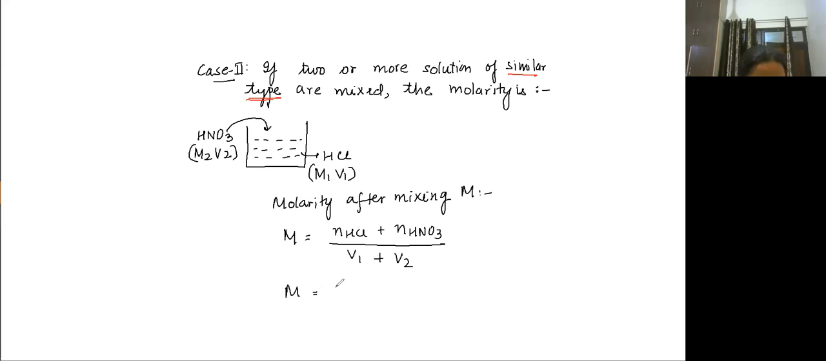Okay. And how will you find out moles of HCl? Molarity into volume will give moles of HCl, because moles are not mentioned but molarity is mentioned. So it will be M1V1 plus M2V2 divided by V1 plus V2. Is this clear?